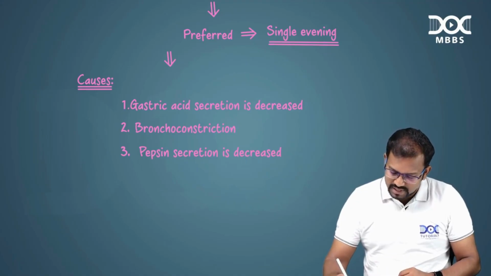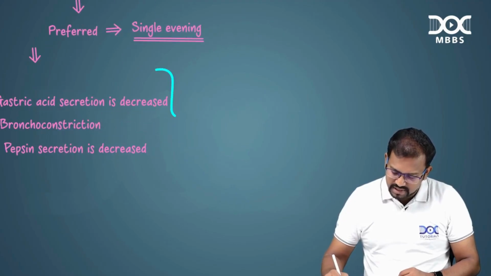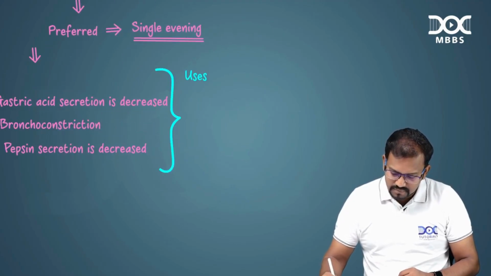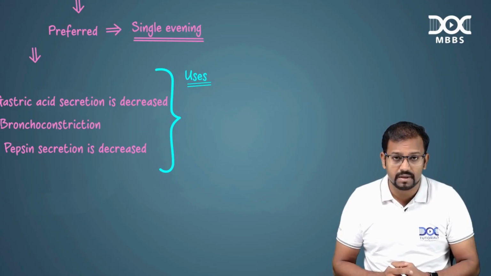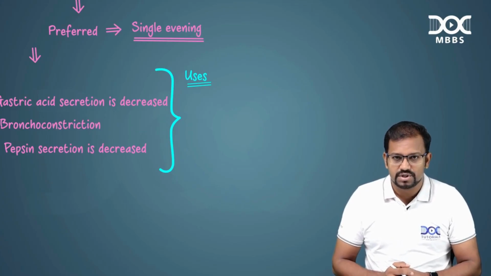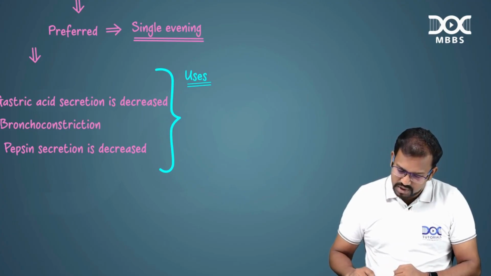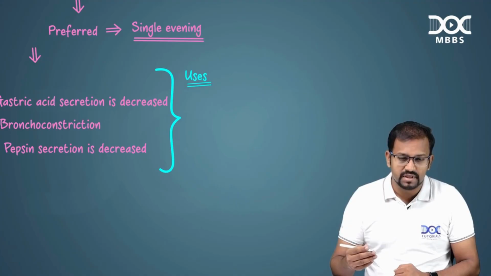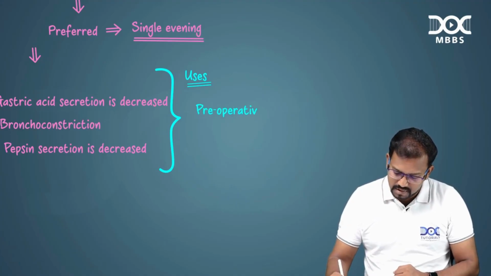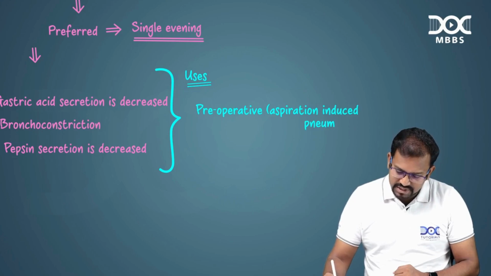For what all different conditions can we use these antihistaminic agents? Currently, proton pump inhibitors have replaced the majority of the uses of H2 receptor antagonistic agents, but where we do use this drug, we prefer giving it especially preoperatively, to prevent aspiration induced pneumonia during surgery.